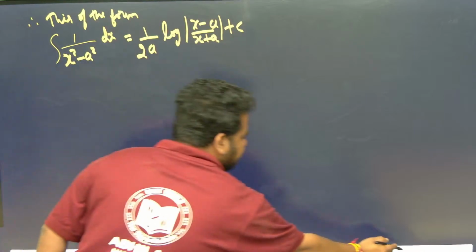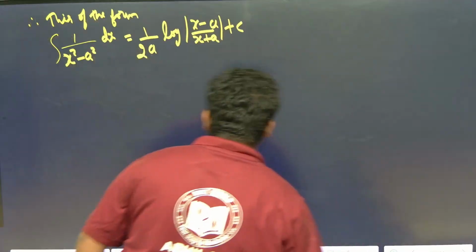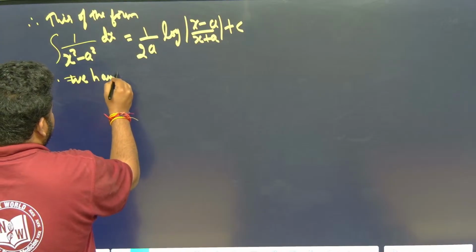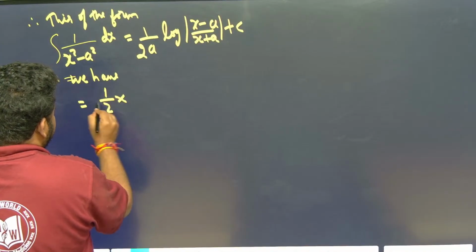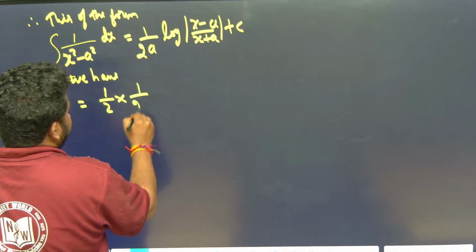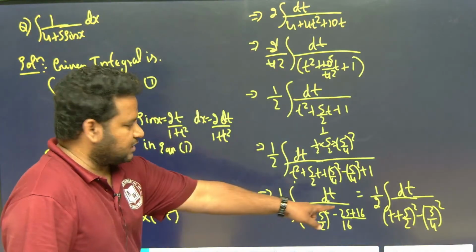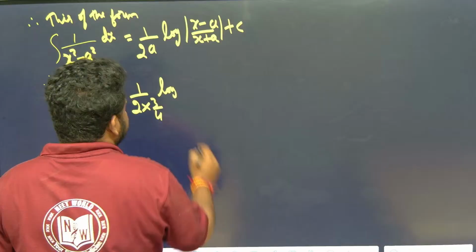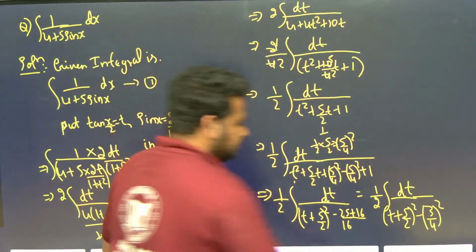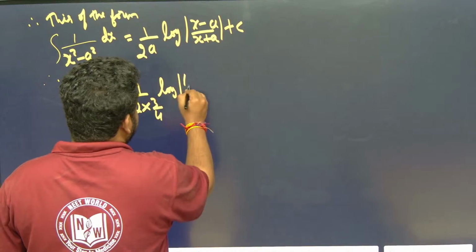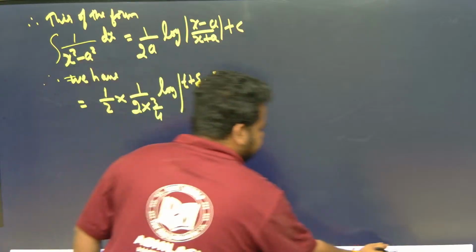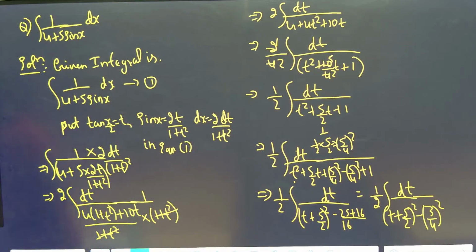Now what do we have here? This will be equal to 1 by 2 into 1 by 2a. A is nothing but 3 by 4. So 2 into 3 by 4, into log of x, where x is nothing but t plus 5 by 2, minus a, minus 3 by 4. Correct?